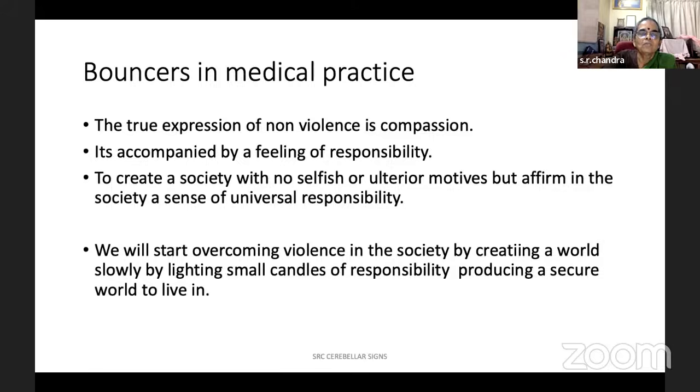So you have to inculcate the feeling of responsibility in the society and the doctor. You have to tell the patients and bystanders their duties and responsibilities. We will also feel very responsible for the most important thing that we handle in our fellow human beings, that is their life. So to create a society with no selfish or ulterior motives, but a sense of universal responsibility, we'll start overcoming violence by slowly lighting small candles of responsibility and producing a secure world to live in, not dependent on bouncers.